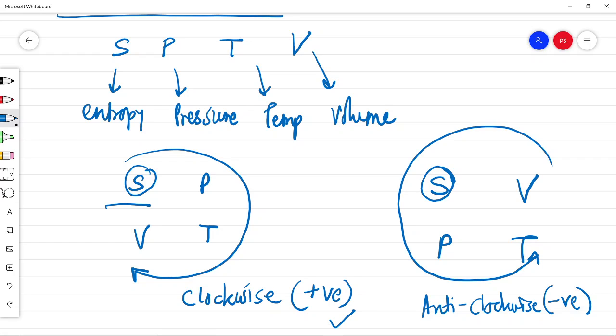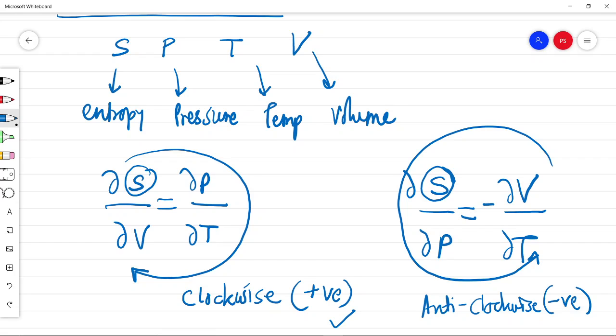Now just take ratios of these quantities and introduce the partial derivative signs. Then put an equality sign, and since clockwise implies positive and anti-clockwise is negative, put a minus sign here. This is how we have constructed two of the four Maxwell's relations.